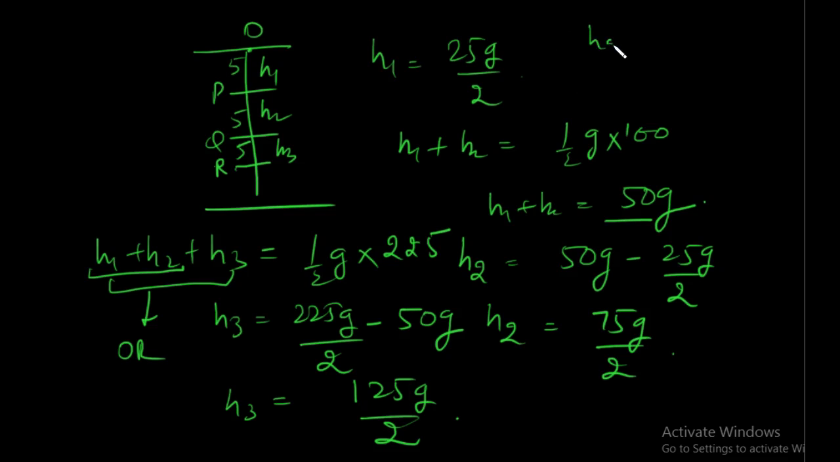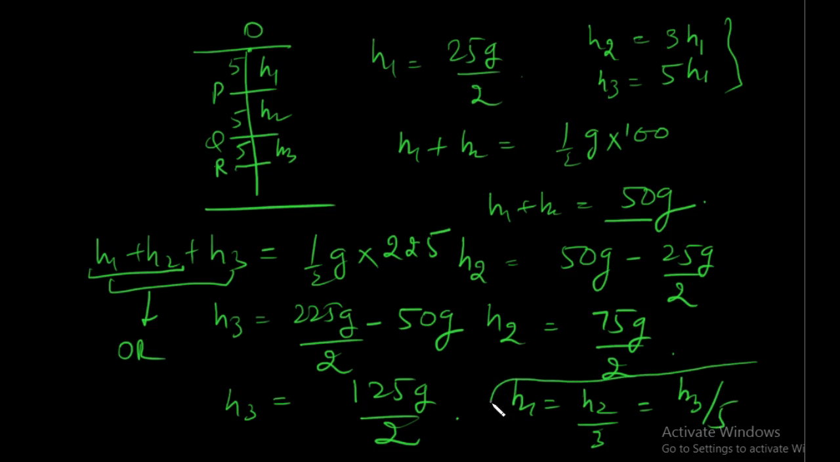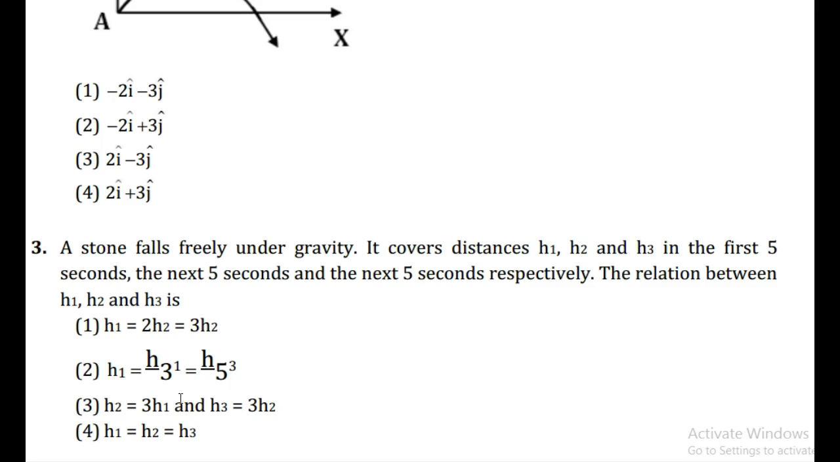You see h2 is 75g by 2. This means 3 times h1, right? And h3 is 125g by 2, which is 5 times h1. Alright, so this means h1 is h2 by 3 and h1 is h3 by 5. This is the relation. Okay, this is the answer. Alright, so here it is written h1 equal to h2. This should be h2 by 3, and this is h3 by 5. Okay, the second option is your answer over here.